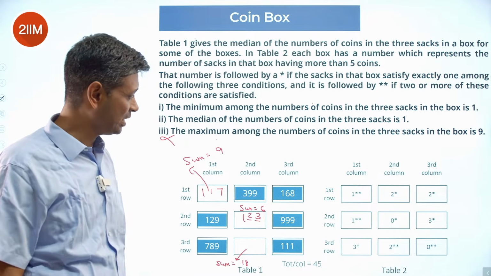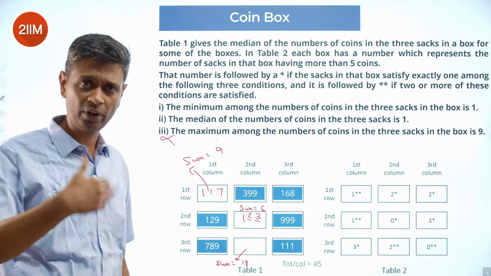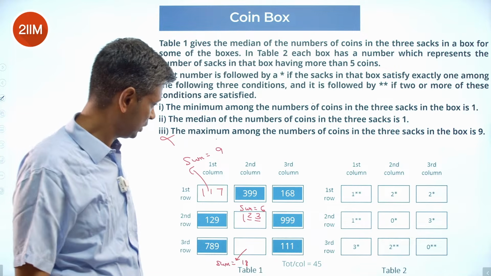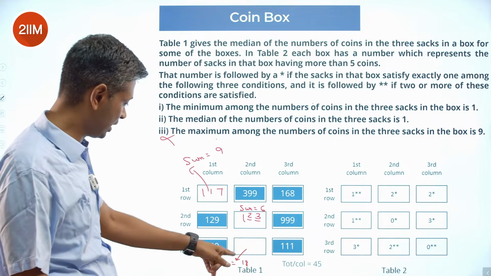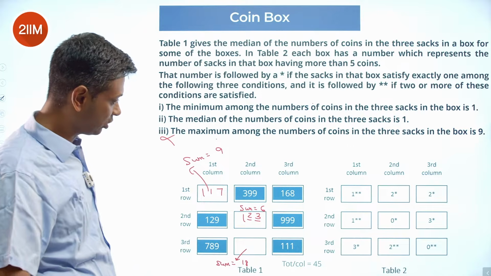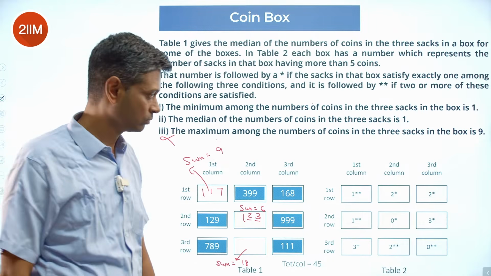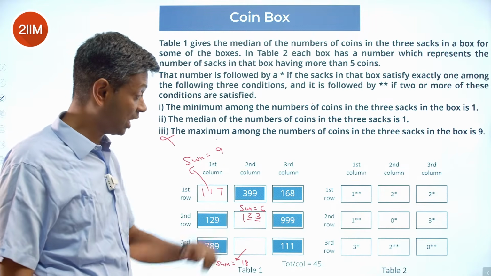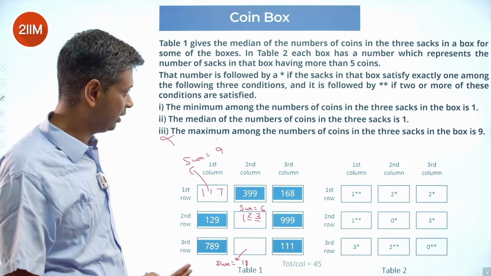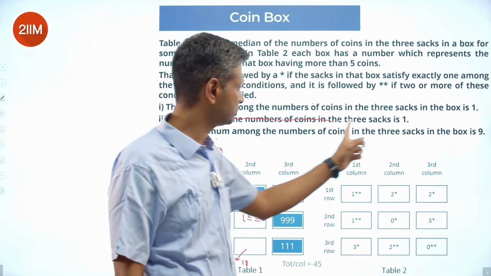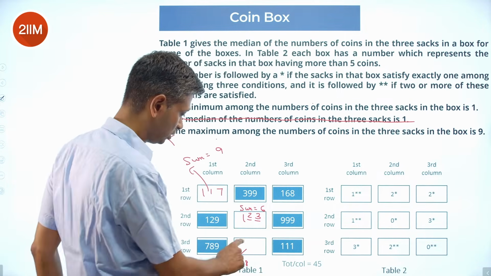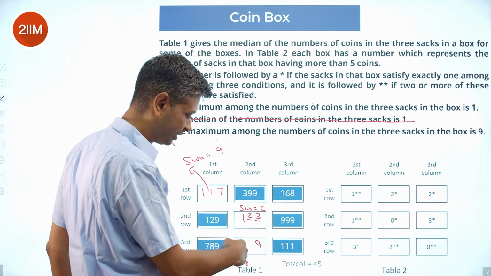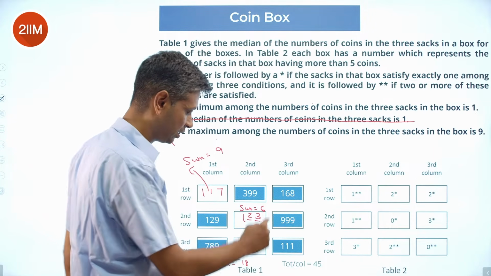This sum is 18. 2 boxes above 5. Let's see what the total should be. Total is 18. 2 boxes are greater than 5. And 2 stars there. 2 boxes are greater than 5. That means the median cannot be 1. That means there is a 1. There is a 9. 1 plus 9 is 10. Total should be 18. This is 8.